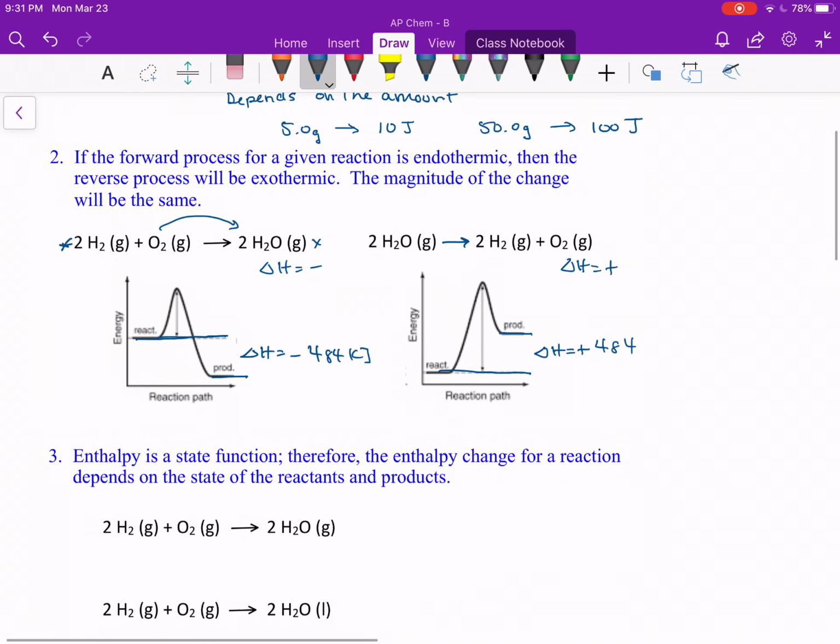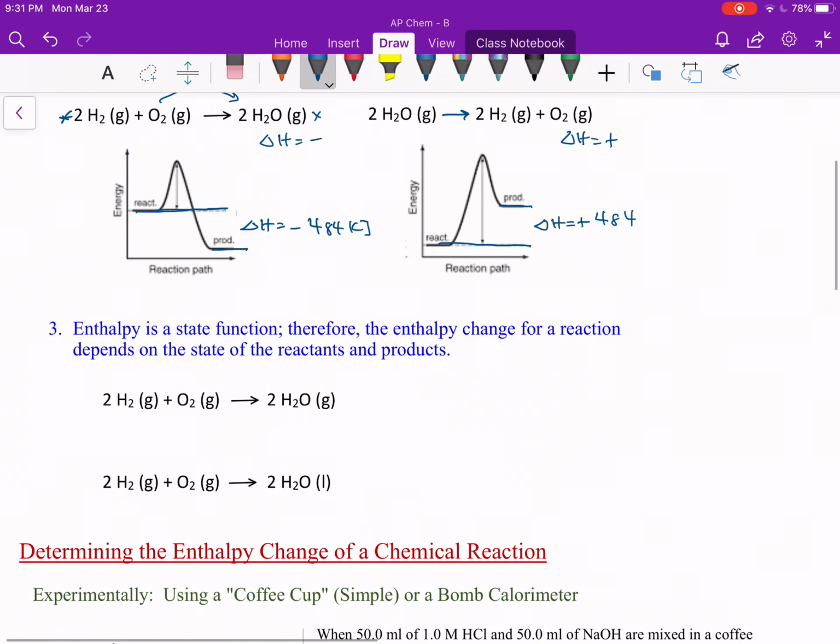And then finally, we see that enthalpy is a state function, and that's going to be important for us to remember. What that means is that the enthalpy change for the reaction is going to depend on the state of the reactants and the products. So when we start writing chemical reactions, you're really going to have to pay attention to what state they're in. For instance, if we look at the first chemical reaction, we have the synthesis of water in the gaseous state, and delta H for this, as we said up top, is going to be 484 kilojoules.